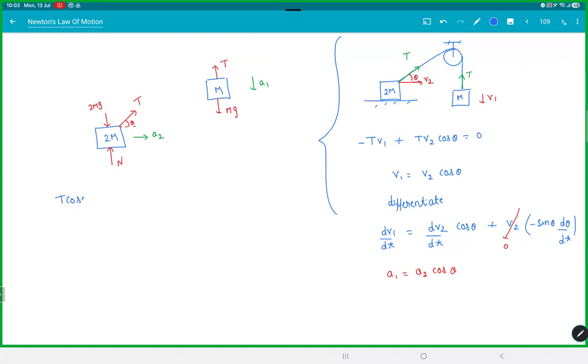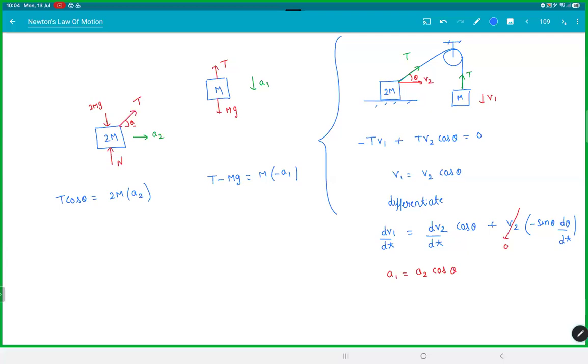T cos theta is equal to 2m into acceleration. For this guy, it is tension minus mg is equal to mass into acceleration. I'm taking up positive, down negative. You can do it. 3 equations, 3 variables. Check your equations. If you got these equations, you're done. You got it. Now it is just a matter of solving.